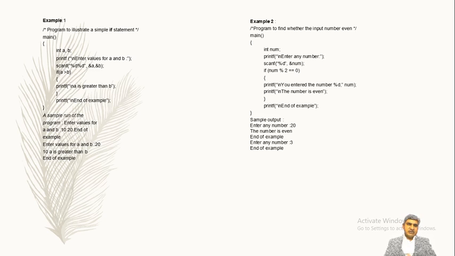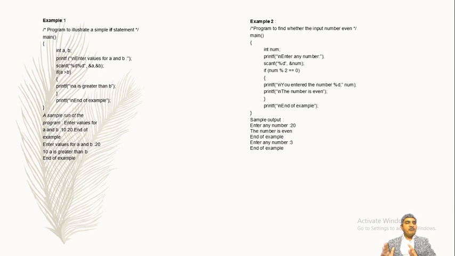Now we check the condition. If A is greater than B, then printf, backslash n, A is greater than B. This is displayed on the screen. But if the condition A is greater than B is false, then printf end of example, and this message is displayed on the screen.